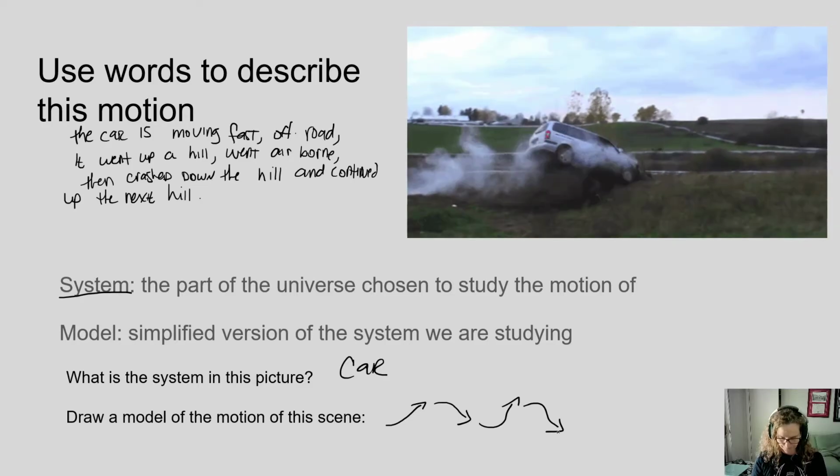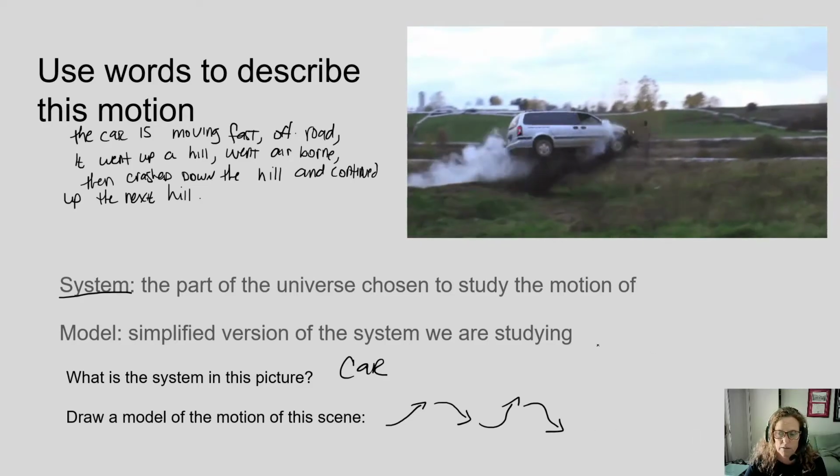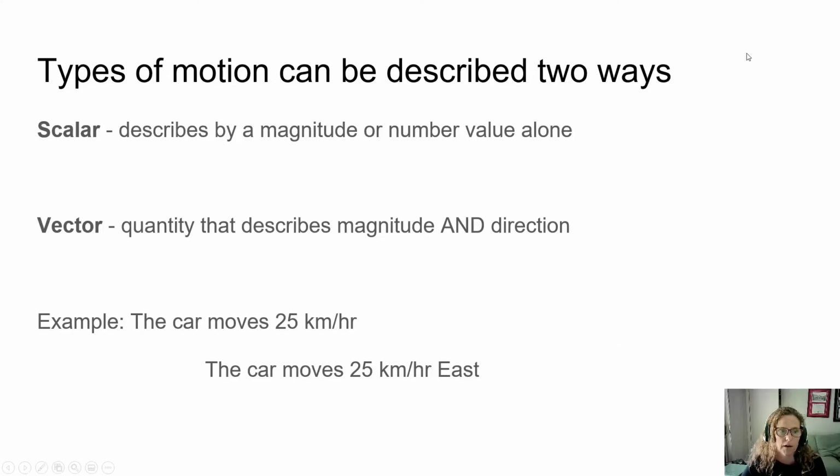All right, so there's two ways we can describe motion. The first way is scalar, which is just a number value alone, but it still has units.